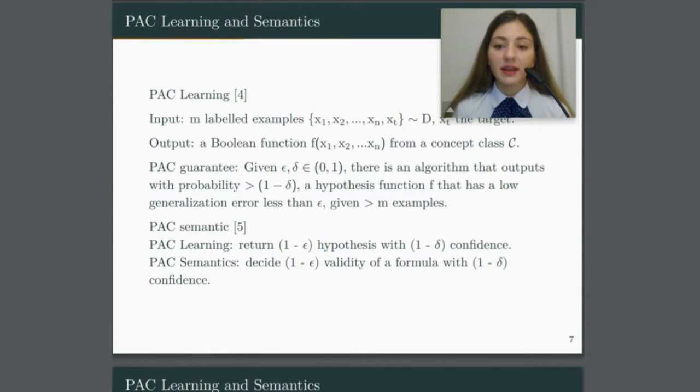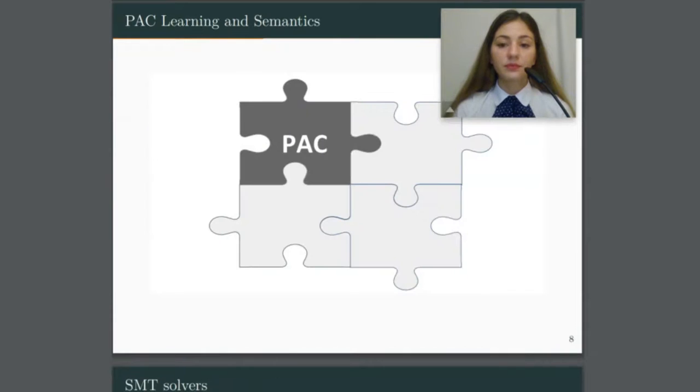Later on, Leslie Valiant formulated PAC learning for logic, which became the PAC semantics. In contrast to PAC learning, the PAC semantics returns an approximate validity of a given formula with 1 minus delta confidence. This was a brief introduction about the PAC. Now we'll talk about the SMT component.